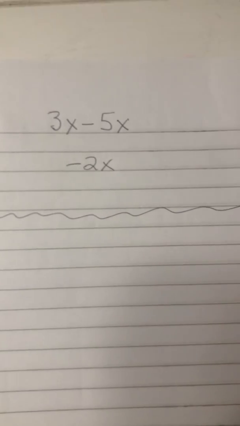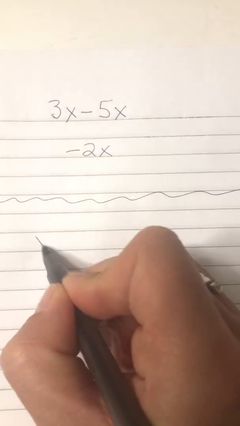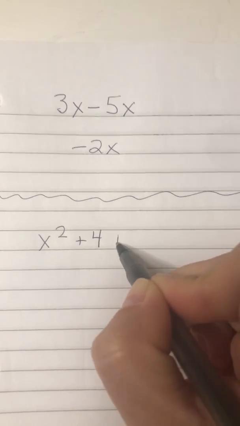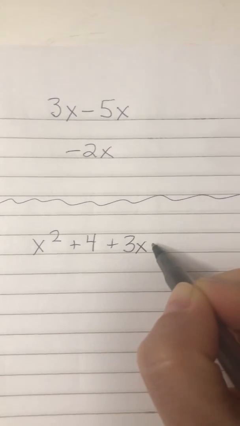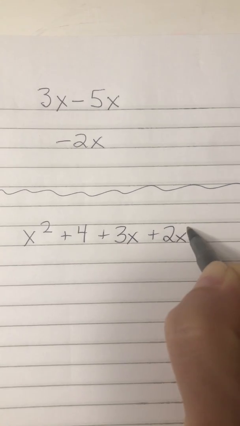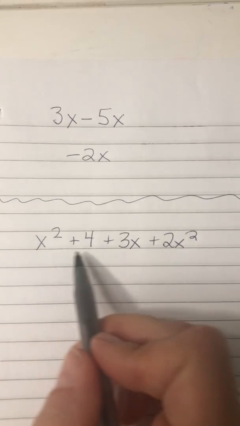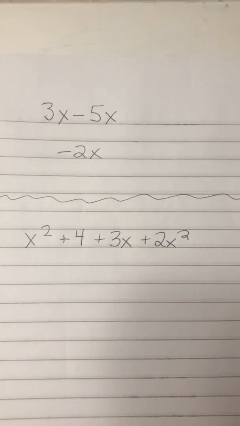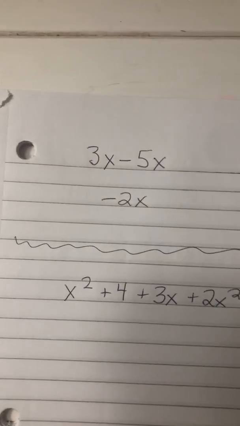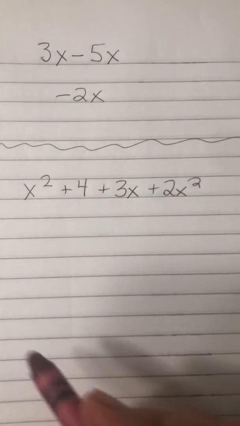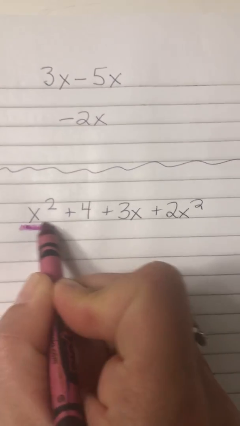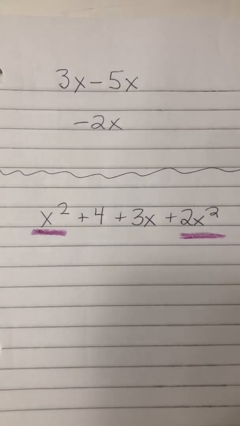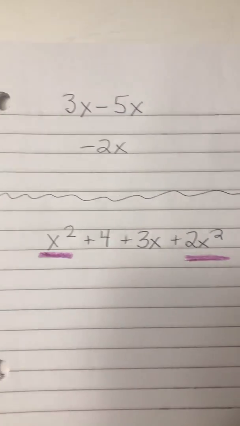If you had another expression, x squared plus 4 plus 3x plus 2x squared. First of all, there are 4 terms. They're separated by the operation. So in this expression, there are terms that can be combined. The x squared, highlighted in red, and the 2x squared are both x squared values. So those can be combined together.